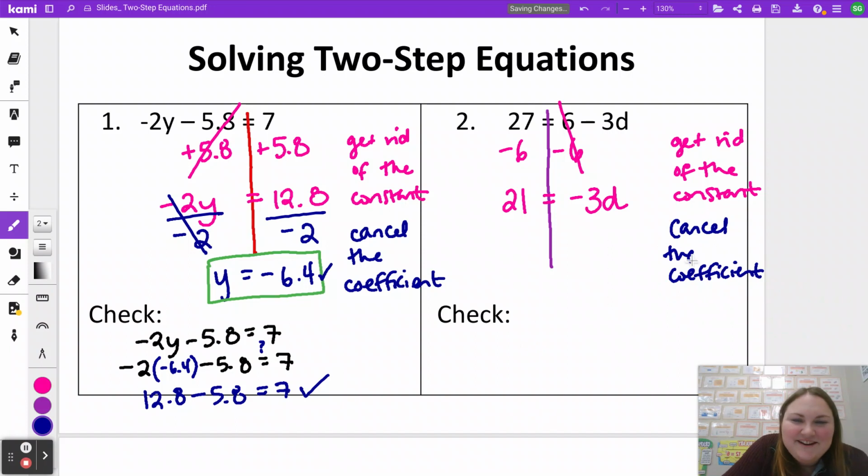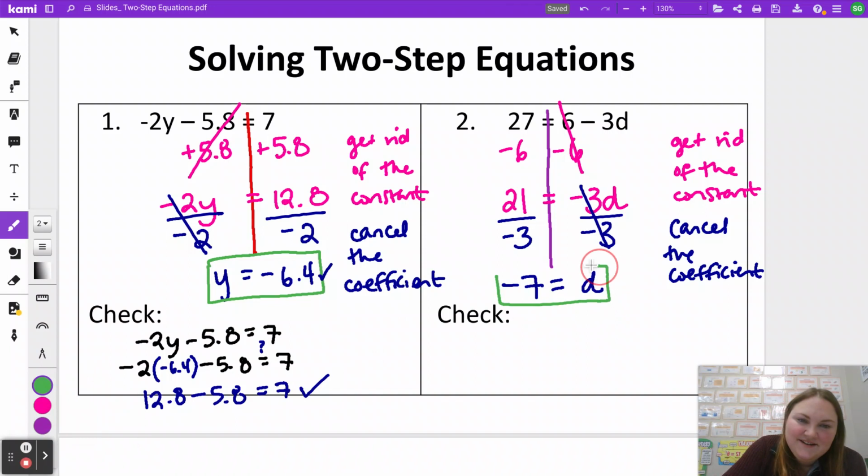I've written off to the side. Our second step is we have to cancel that coefficient. Here it is that negative 3, so you should be dividing both sides by negative 3. Negative 3D is multiplication, opposite is division. When we do that, we get D equals 21 divided by negative 3. That would be negative 7. So we think the answer for this one here is negative 7.